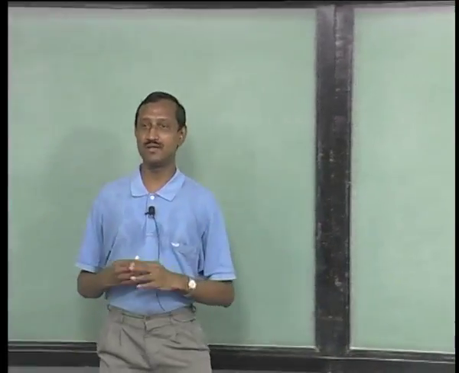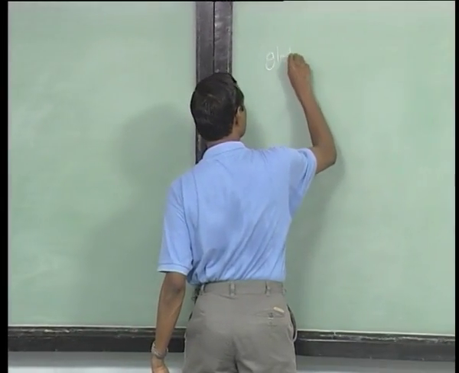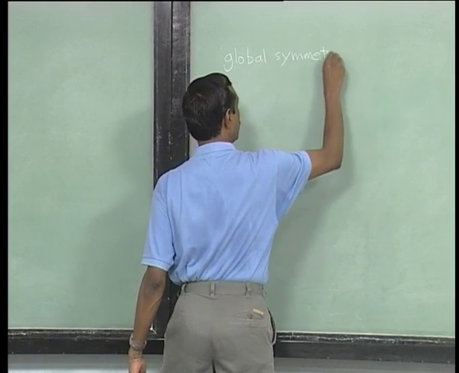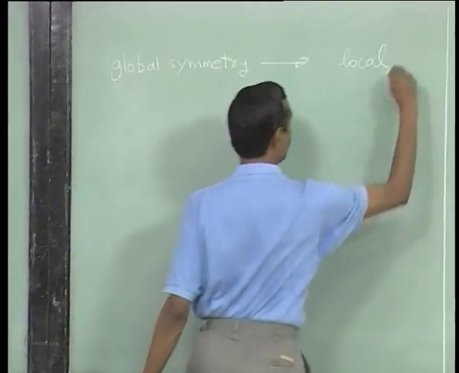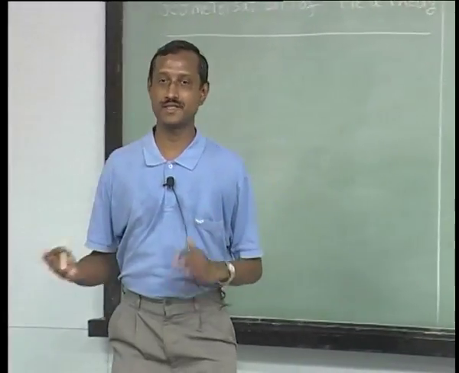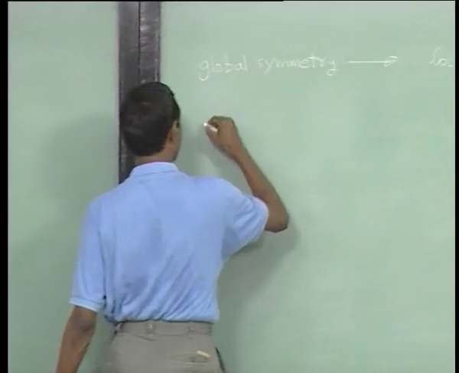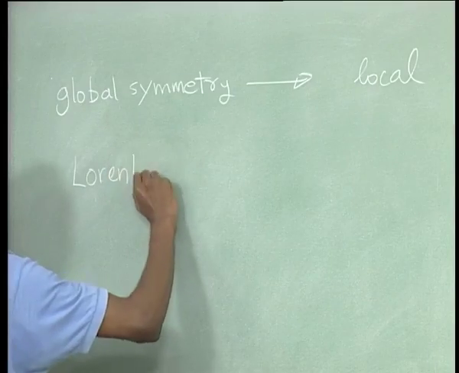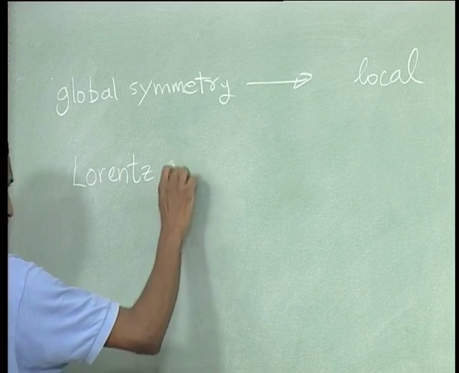So if you recall, what we did was we took some global symmetries and made them local, and all the examples we looked at were internal symmetries which did not act on space time, okay. But we could just go ahead and say, suppose we consider Lorentz symmetries or the Lorentz group.